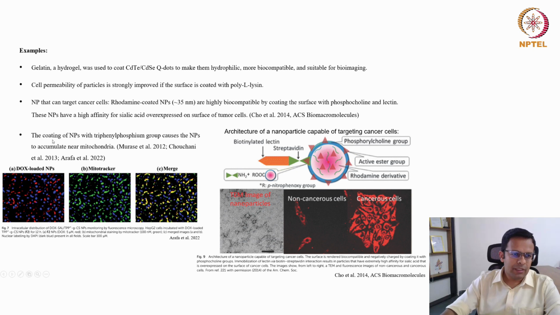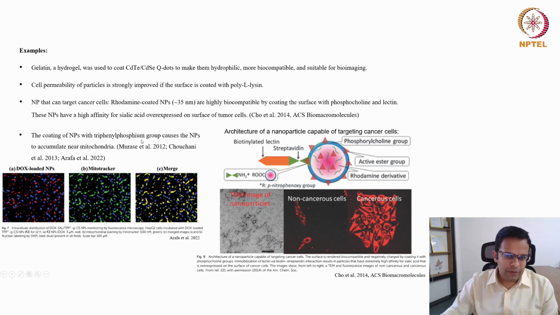Here is another example: the coating of nanoparticles with a triphenyl phosphine group causes the nanoparticles to accumulate near mitochondria. So this is a kind of mitochondria-targeting group, triphenyl phosphine. They just coated the nanoparticles with this, known as the TPP group. So these nanoparticles can be used to stain the mitochondria.